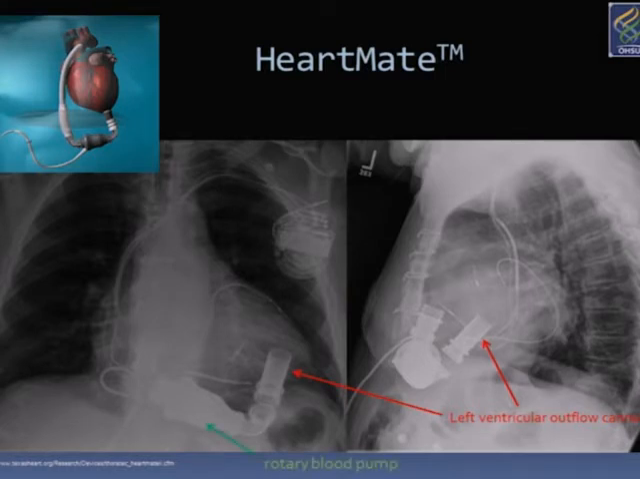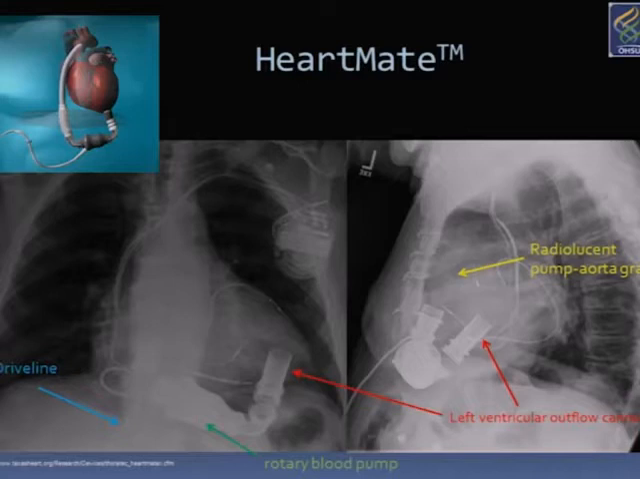The LVAD is driven by a rotary blood pump, so the patient will not have a measurable pulse, and it is supplied by a drive line that usually exits the patient's abdominal cavity in the right upper quadrant. And lastly, to close the LVAD circuit, there's the radiolucent pump aortograft, which you can sometimes appreciate on a lateral radiograph, right retrosternally. It attaches to the distal ascending aorta and closes the circuit. The patient has also, as you can see, a biventricular AICD and pacemaker, which I am not discussing.